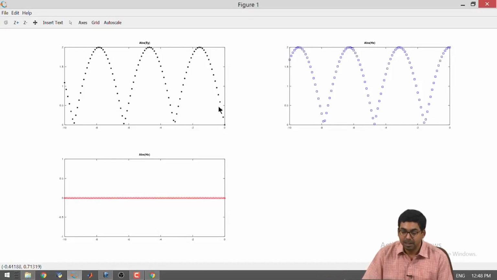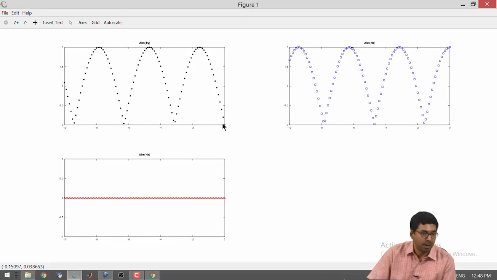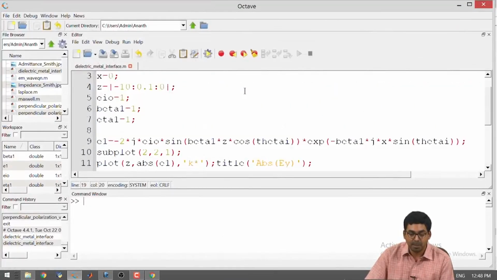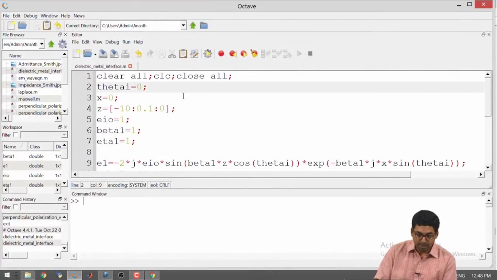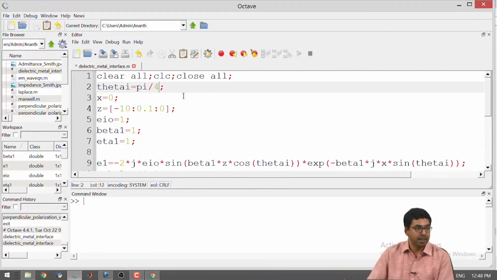So, in the z direction I do not have a power transfer, but what about in the other direction? I think we have to look at this more carefully. What does this magnetic field being equal to 0 even mean? Let us put some other angle. Let us make theta i equal to pi by 4, so it is 45 degrees with respect to the normal at the interface.